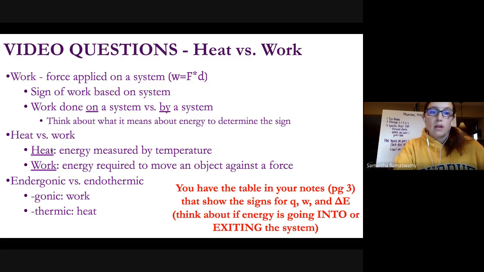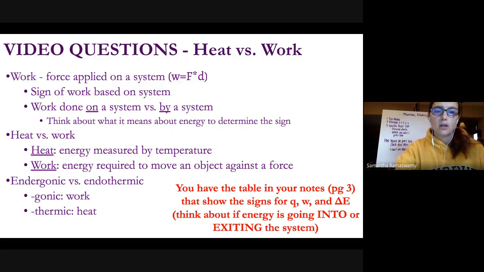And then when we look at heat versus work, heat is energy that's measured by temperature. That's why we look at thermochemistry. And then work is just the energy required to move an object against a force. Again, we don't do much with calculating work. It's good that you know that work is a type of energy, and that we have to use work for calculating internal energy, but all of our calculations really will be based on heat, so based on Q.